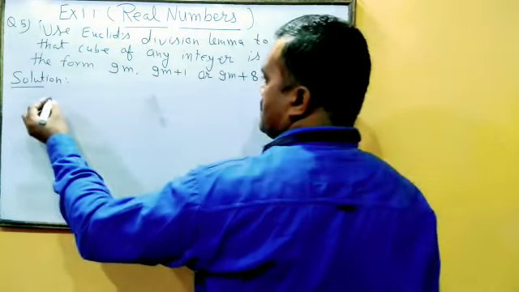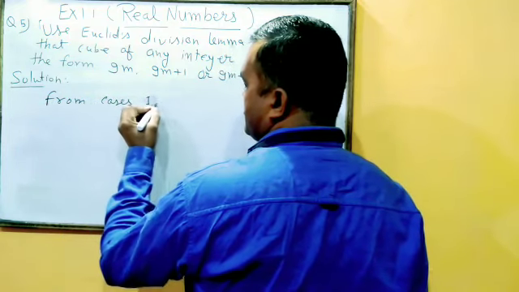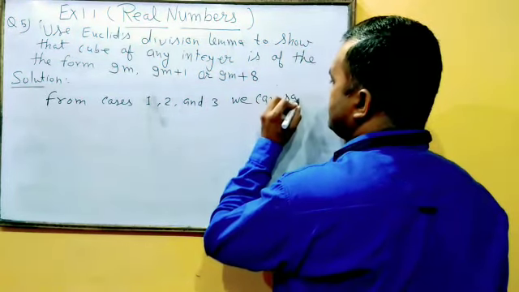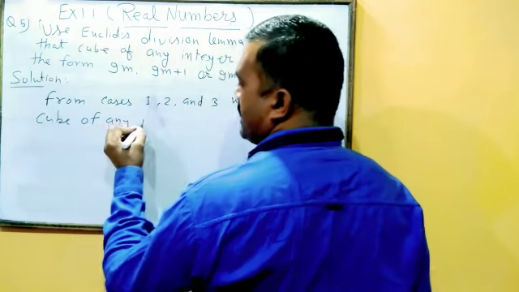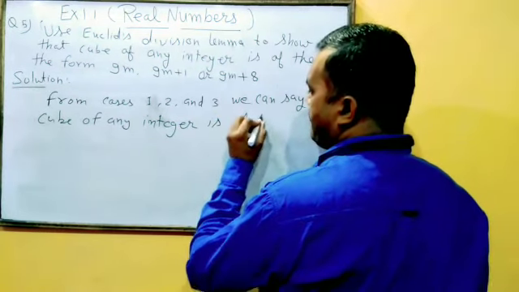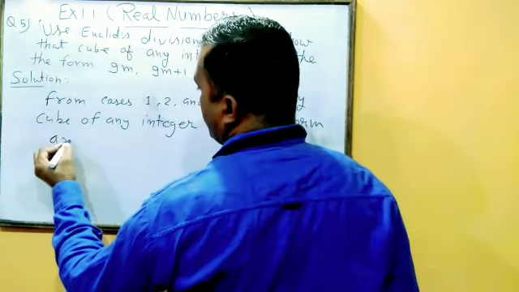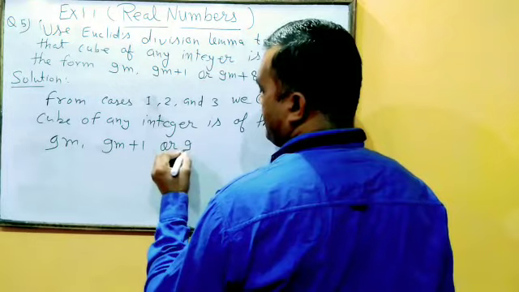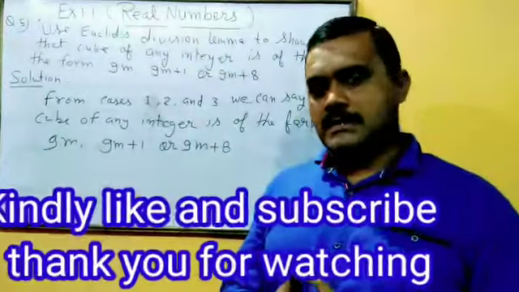Therefore from cases 1, 2 and 3, we can say the cube of any integer is of the form 9m, 9m plus 1 or 9m plus 8. Hope the solution is simple and it is clear to you all.